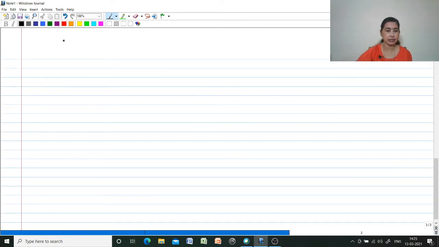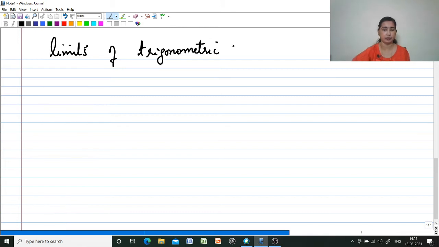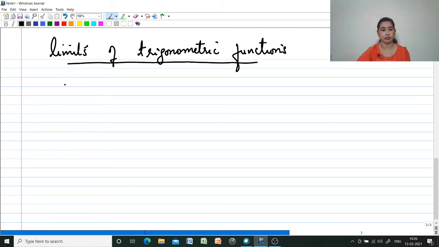Now next is limits of trigonometric functions. First one is limit x tends to 0. Very important results, this you have to study. Limit x tends to 0, sin x divided by x is equal to 1.